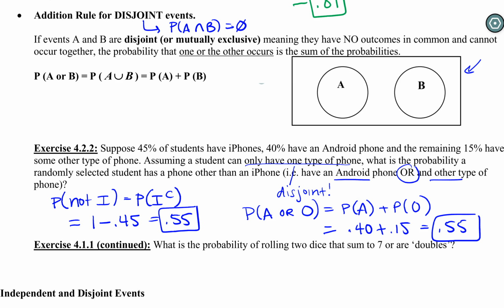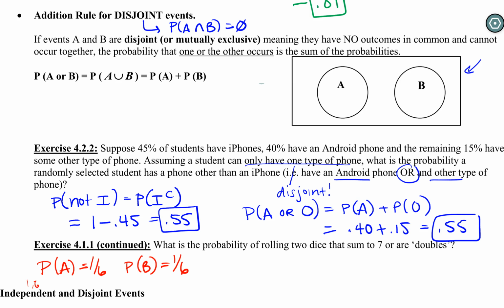Last one continues that terrible dice rolling example from the first section that we did on Thursday. What is the probability of rolling two dice that sum to 7 or doubles? Well, if we recall, the probability of A was 1/6. The probability of B was also 1/6. And these two events were disjoint, right?